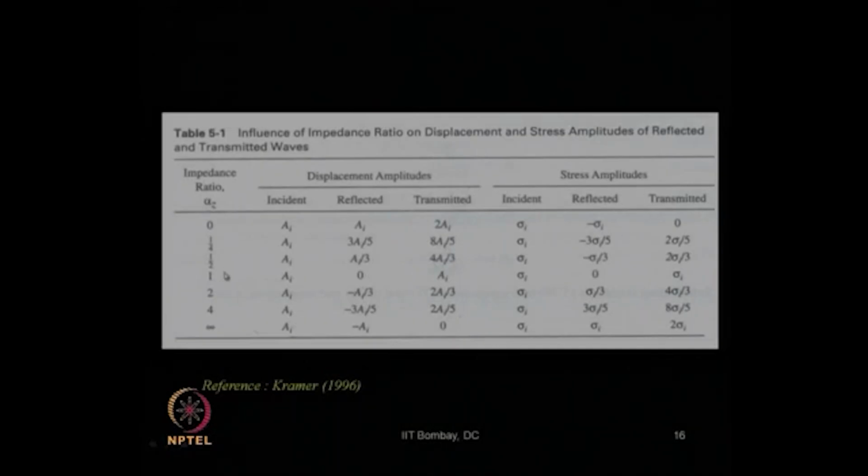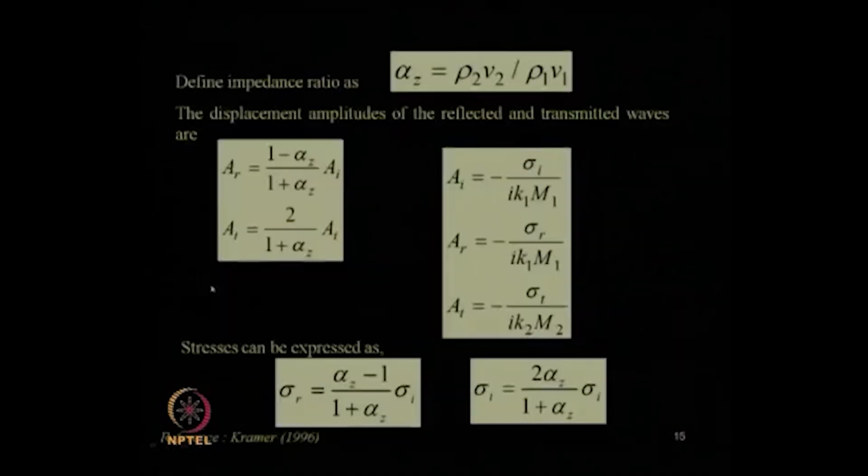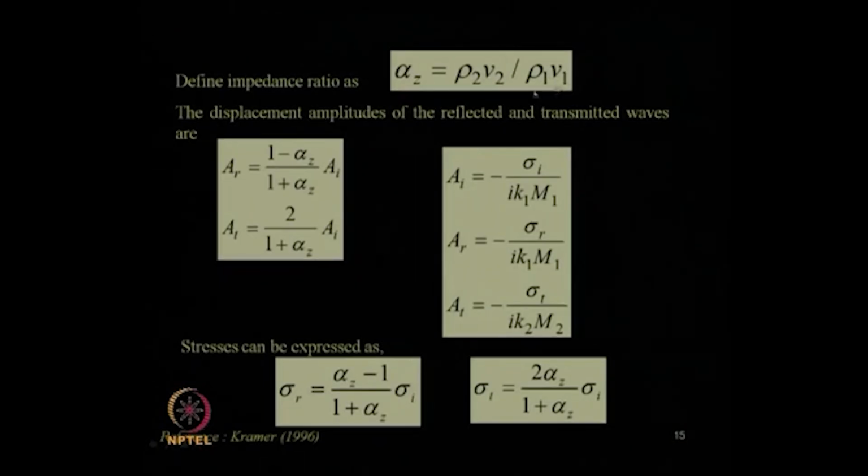Now, let us check another case, impedance ratio equals 1. What does it mean, impedance ratio equals 1? That means this material and this material are the same. There is no, in fact, any material boundary. The wave is traveling through the same material. So, what is expected? The same incident wave will continue.